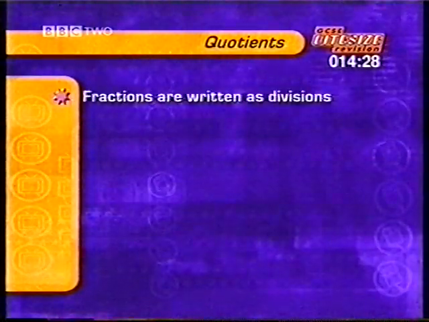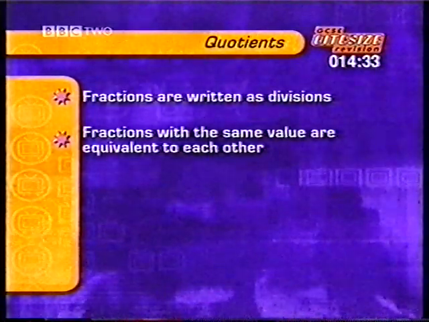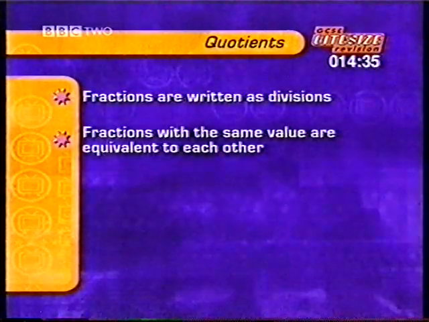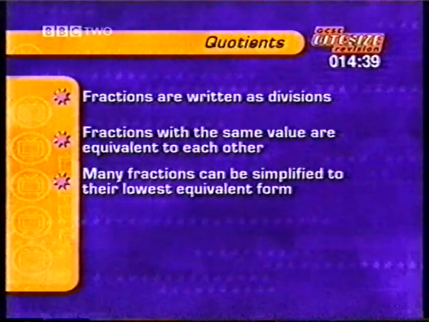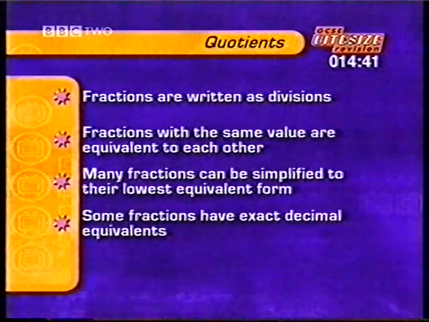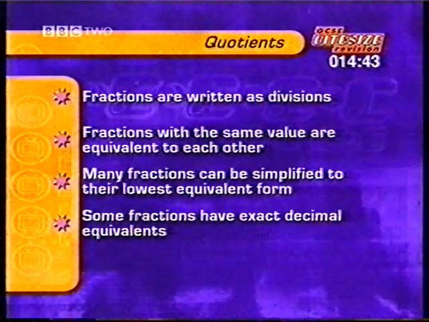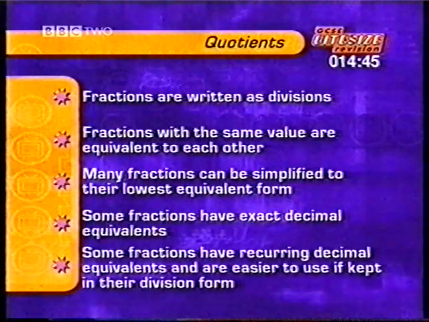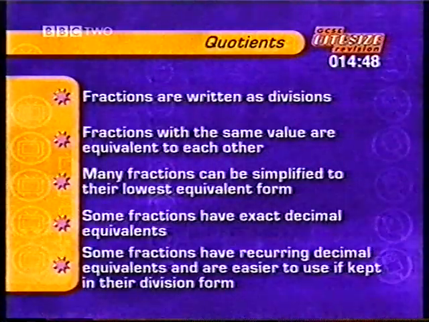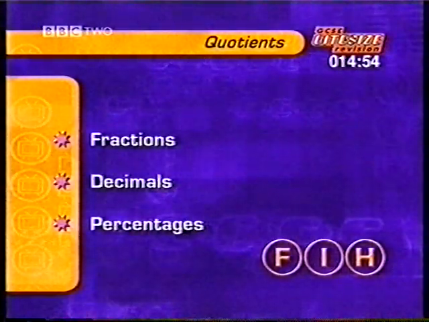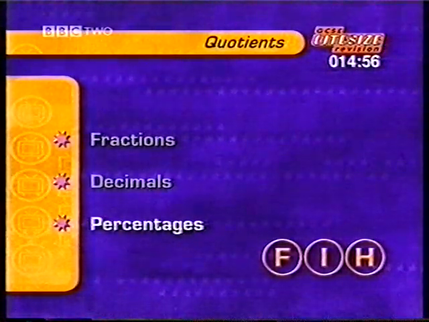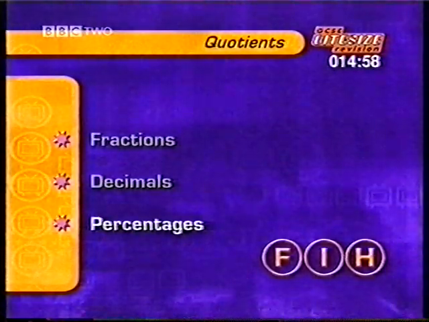To summarise, fractions are written as divisions. Fractions with the same value are equivalent to each other. Many fractions can be simplified to their lowest equivalent form. Some fractions have exact decimal equivalents. Some fractions have recurring decimal equivalents and are easier to use if they are kept in their division form. Next, percentages. This next clip explains what they are.